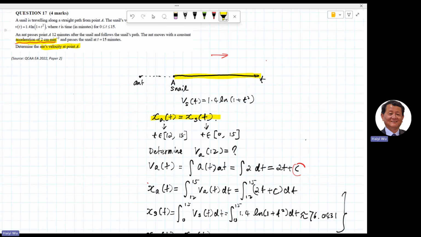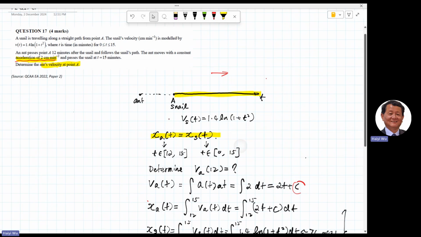So we are given the velocity of the snail, which we call Vs. Vs of t is given as 1.5 log(1 plus t squared), as equation 1. Eventually, when they meet at 15 minutes, their displacements will be equal. However, the interval of travel for the ant is from 12 minutes.